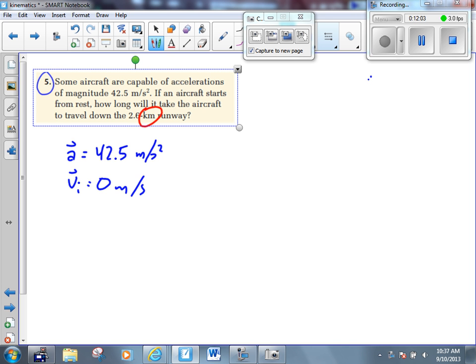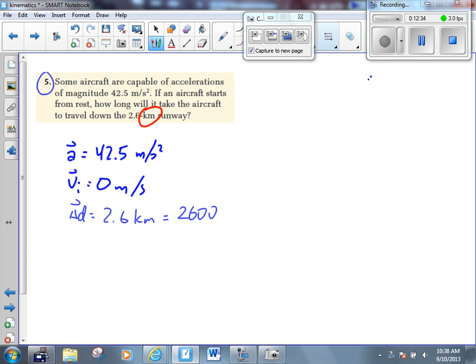We don't know what VF is, but we do know that something is 2.6 kilometers, which in just a minute we're going to convert to meters. 2.6 kilometers, what is that? Displacement, good. Let's convert that to meters now. What's the conversion factor from kilometers to meters? Right, so it becomes 2,600 meters.